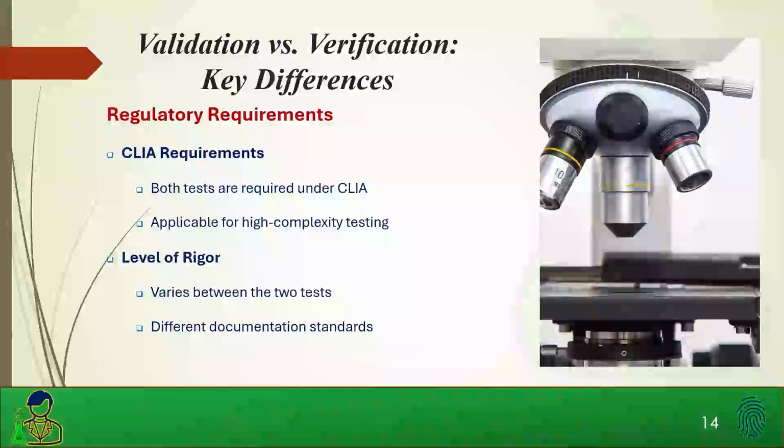Typically, by different documentation standards, what that means is there are different aspects that need documentation. There are different experiments that you need to document. So like LOD, LOQ, sensitivity, specificity, those would be required for validation, whereas accuracy and precision are required for both. But that's where you stop for verification.